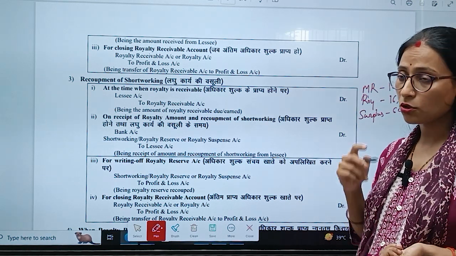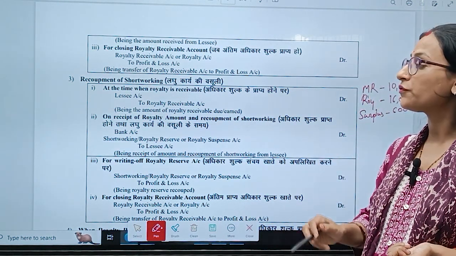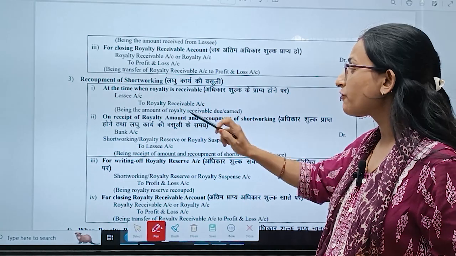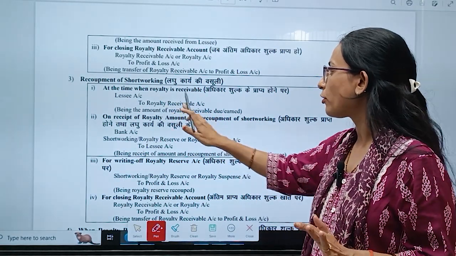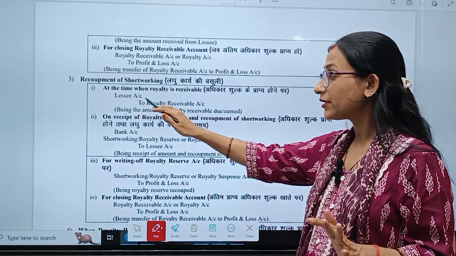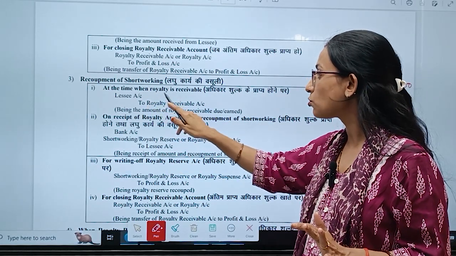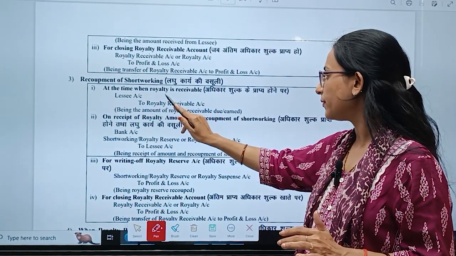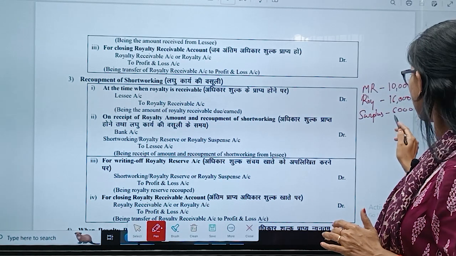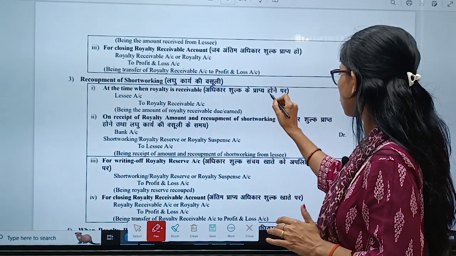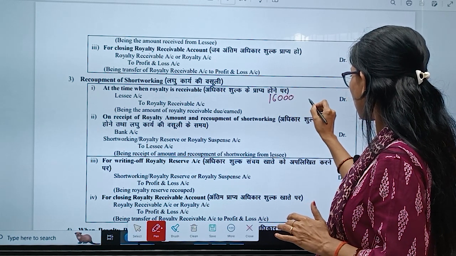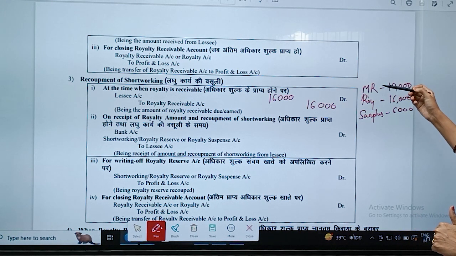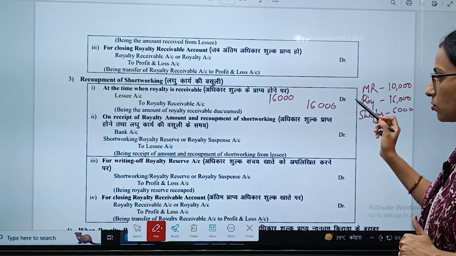So the lessee has an option to recover the excess amount which he has paid in the first year, like 4,000 rupees. So first entry, the same entry we will pass, lessee to royalty receivable. Here there is no short working, so we are not passing lessee to royalty receivable to royalty reserve. Here directly we'll pass lessee account debit to royalty receivable. How much amount will it be? It will be 16,000. The amount which we'll put over here is the maximum amount which we are getting, that is the royalty amount, 16,000.